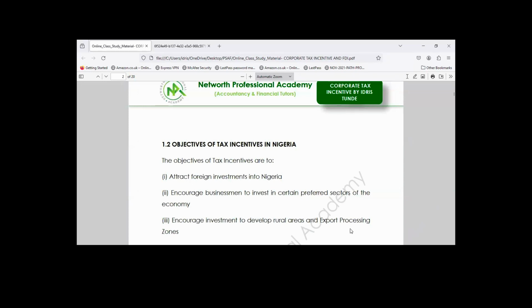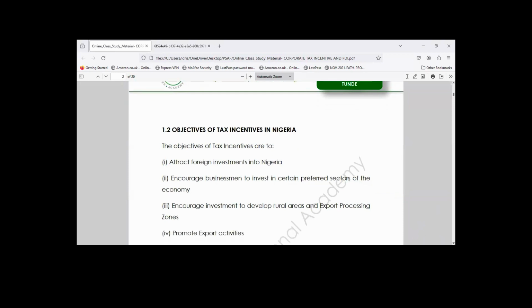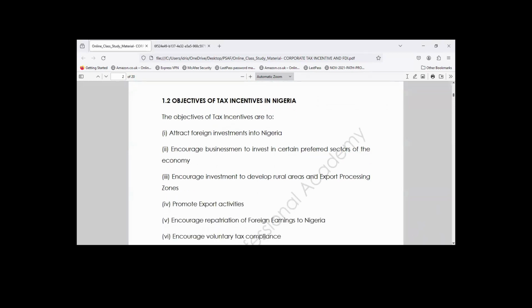Also, encourage export processing zones. There are some companies located in export processing zones. Those companies produce goods for manufacturing. They manufacture goods. The main reason for them to manufacture those goods is to export the goods outside Nigeria. And we know if Nigeria exports more, it's going to benefit Nigeria. Because by the time we export goods more, our naira will appreciate against the dollar, because they will be looking for our naira. They will be looking for the country that will buy our goods that we export, and they will pay us in dollars. So it will encourage export processing zones.